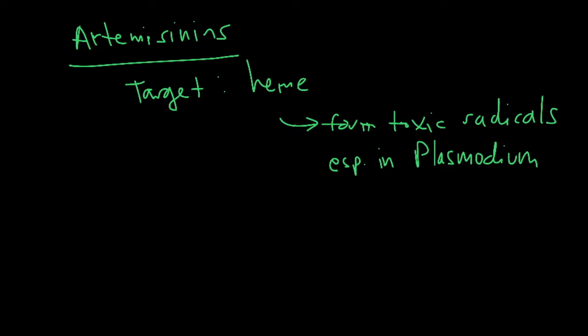So your next class of drugs are your artemisinins, including artesunate. Their target is heme, and as you remember earlier, quinolines also target heme, and heme is important with plasmodiums. So, artemisinins are unique because they form toxic radicals by interacting with heme, and this is especially useful in plasmodium. So basically, artemisinins target heme, which forms toxic radicals in plasmodium, and that's it for that.